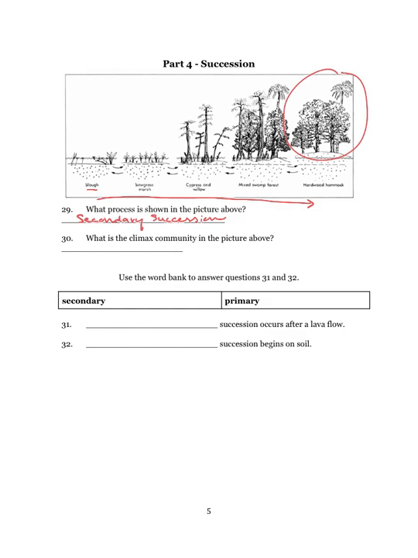And the reason that it's secondary succession is because it starts with some place that has already had soil formation. Number 30 says, what is the climax community in the picture above?